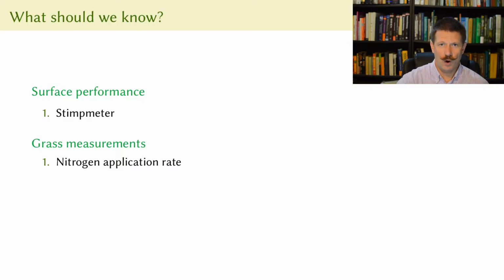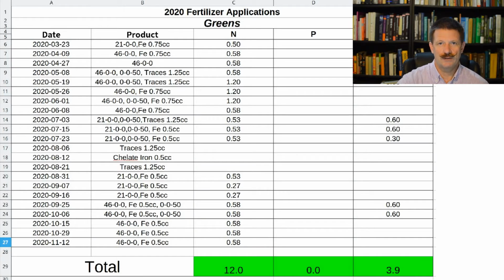Let's move on to the grass measurements, or measuring something about the plant. Everybody should know the nitrogen application rate. How much nitrogen has been applied. Here's a year of nitrogen applications. Also, in fact, this is all the fertilizer applications to the greens at this golf course. There was 12 grams of nitrogen per square meter applied, no phosphorus, 3.9 grams of potassium per square meter.